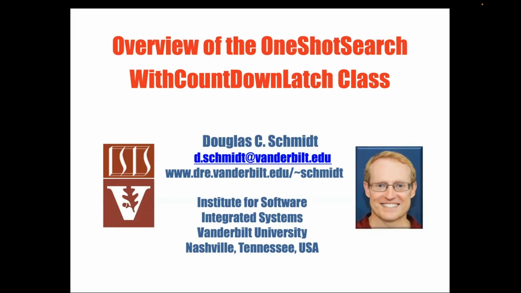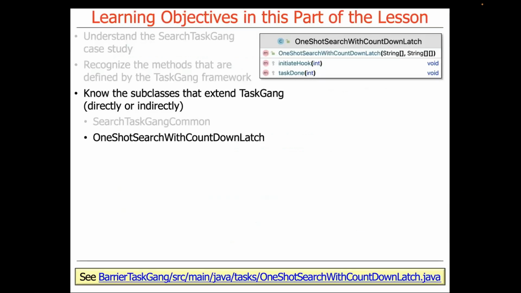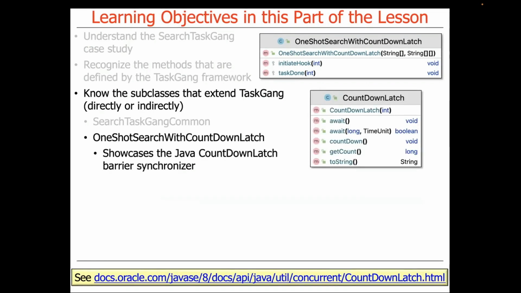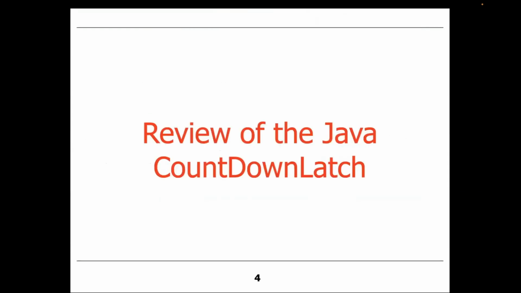So now that we've looked at SearchTaskGangCommon, let's take a look at one of its subclasses called OneShotSearchWithCountDownLatch. As you might expect, this particular class will indirectly extend TaskGang and will make it possible to use a CountDownLatch as a barrier synchronizer. First we'll do a quick recap of what a CountDownLatch is, and then we'll show how we use it.